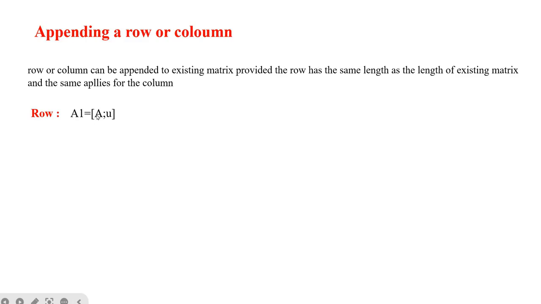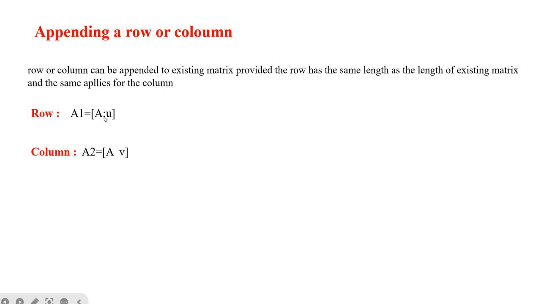So you have to type the variable which you have assigned for the matrix to which you want to append, that is the existing matrix, semicolon and the row matrix or the row vector. Okay. So next, for the column, suppose we are getting the new matrix as A2, it will be the existing matrix, space, the column vector.